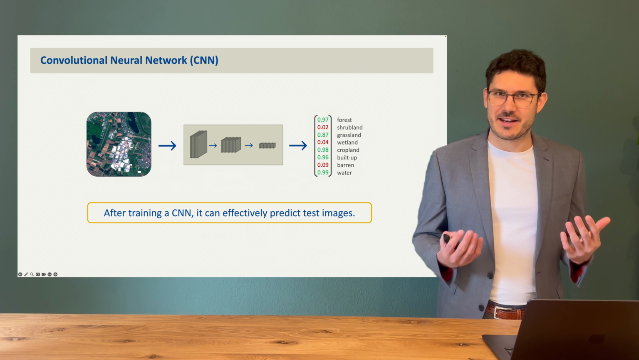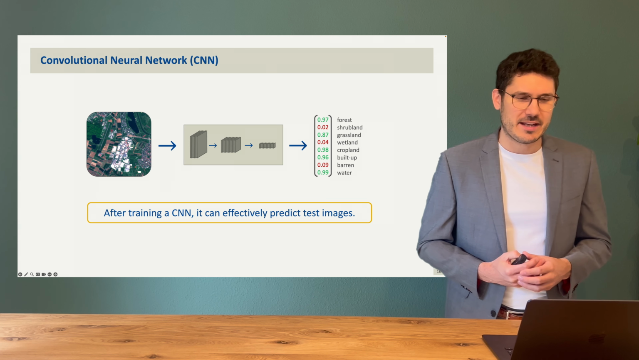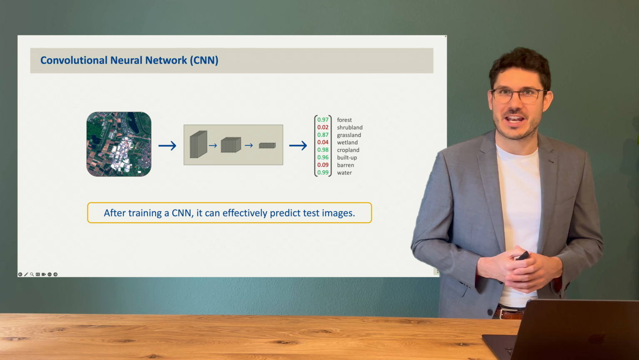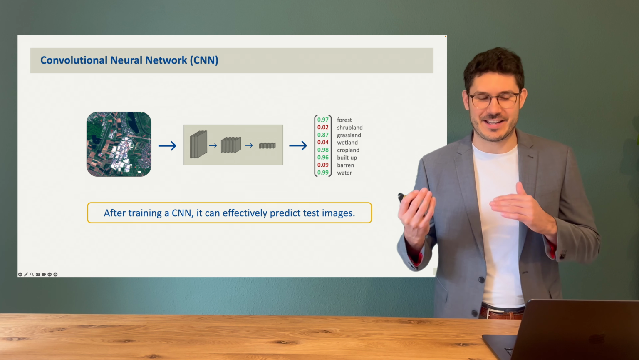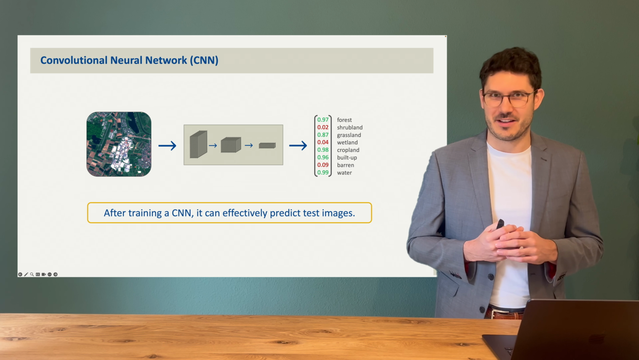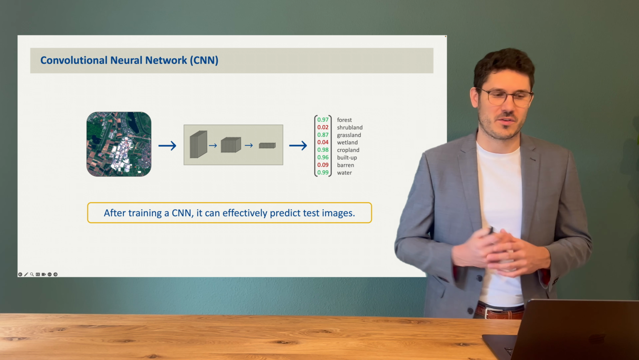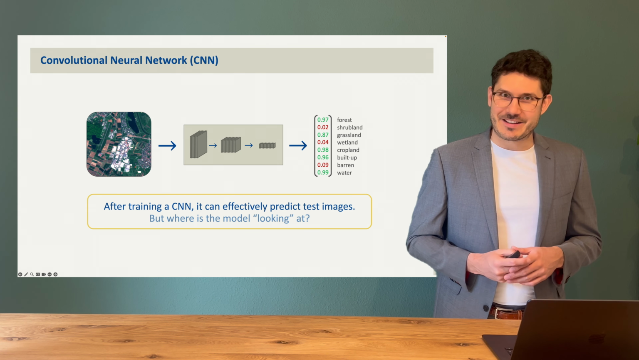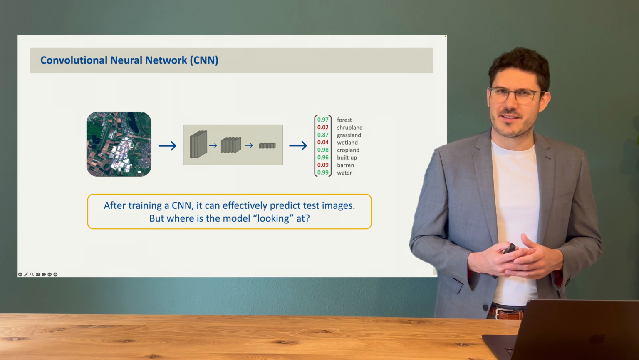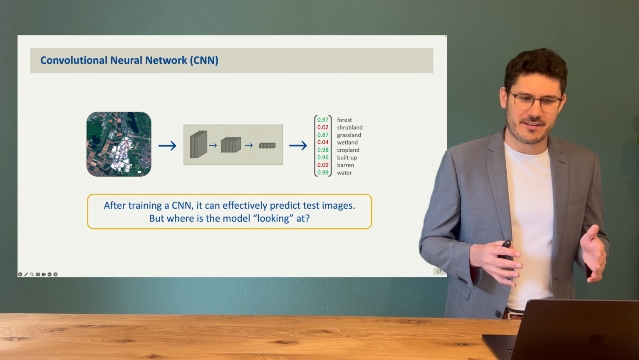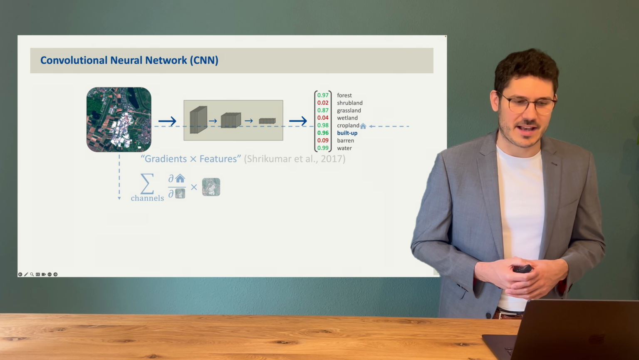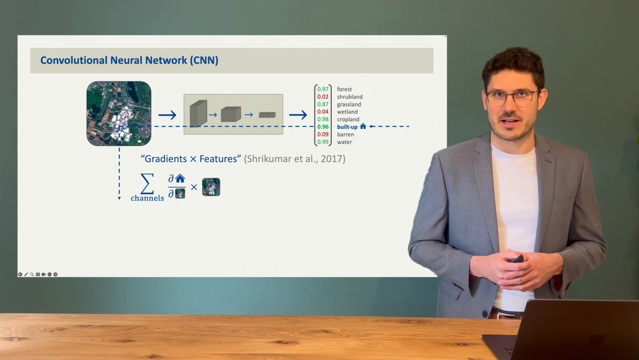When we have trained such a neural network, it can do predictions. Here in this example with numbers close to 1 indicating that the class is present in the image and numbers close to 0 that they are not. But the question is now, where is the model actually looking at to make these predictions? So let's, as an example, have a look at the built-up class.